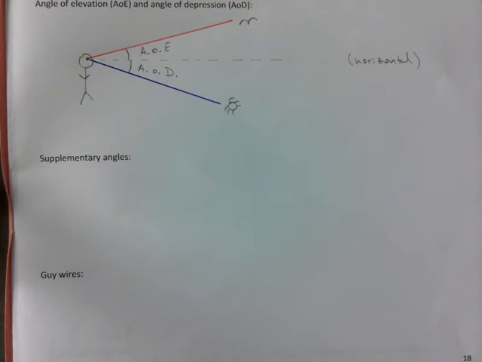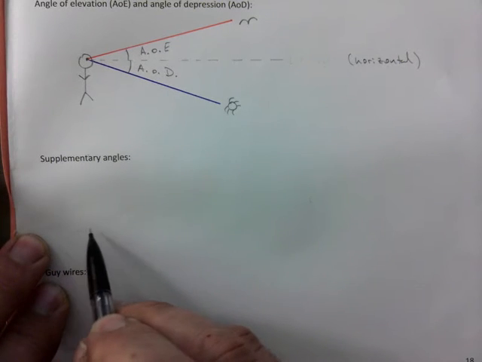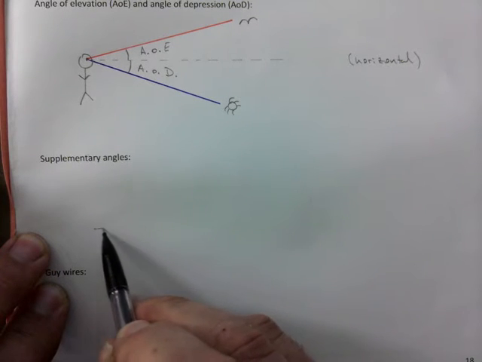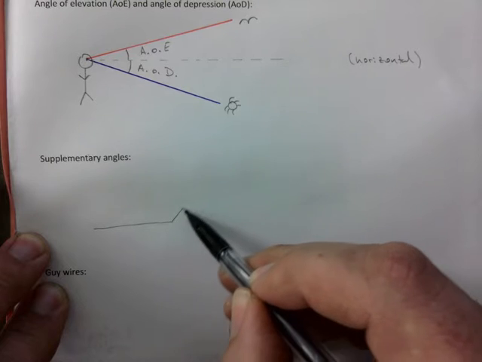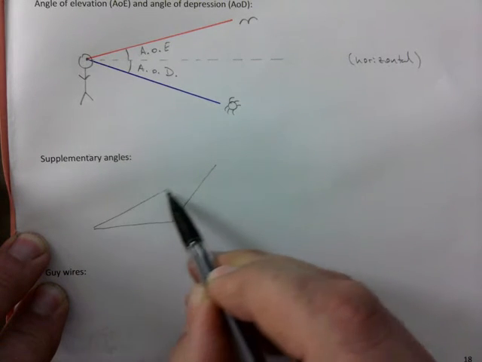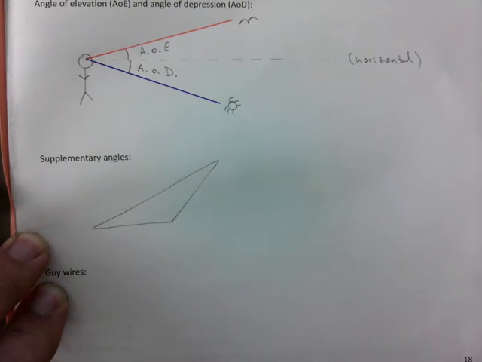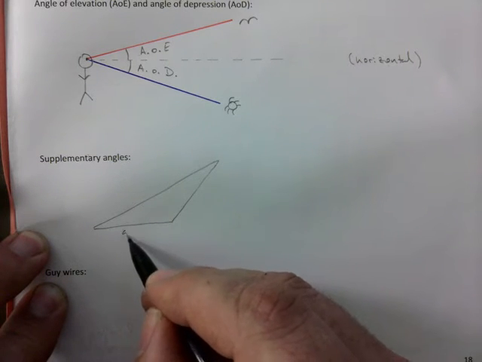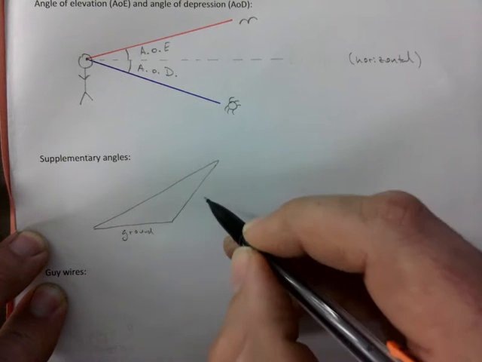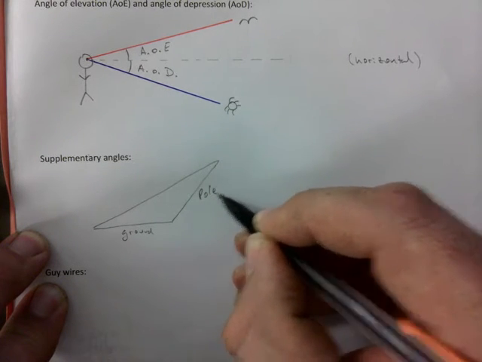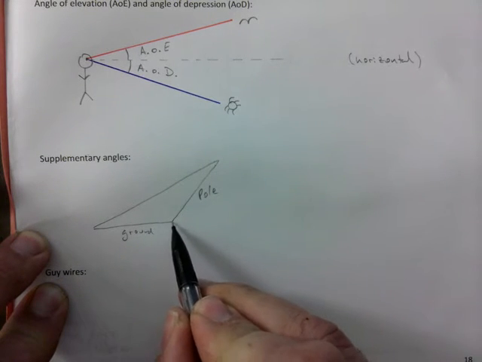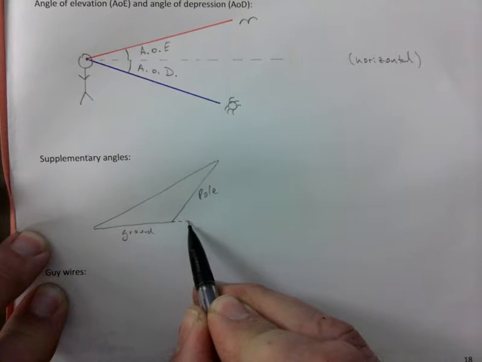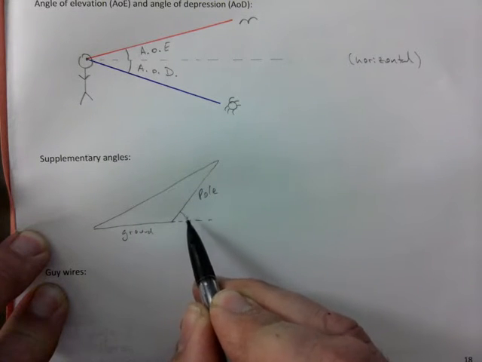Supplementary angles are very important as well. You are going to need to be comfortable with, like, if you have a scenario drawn like this, for example. Let's say this is the ground. This is a pole that's leaning, right? And it's telling you that this angle is 30.